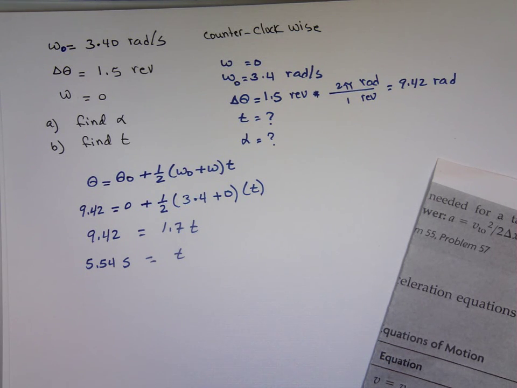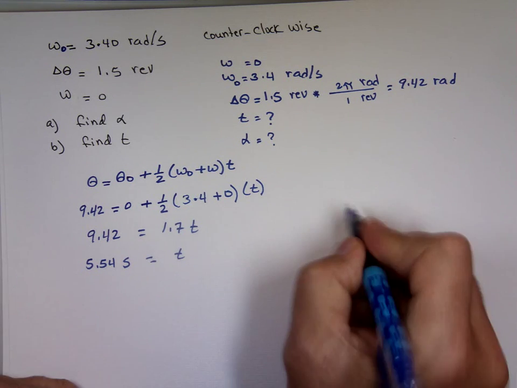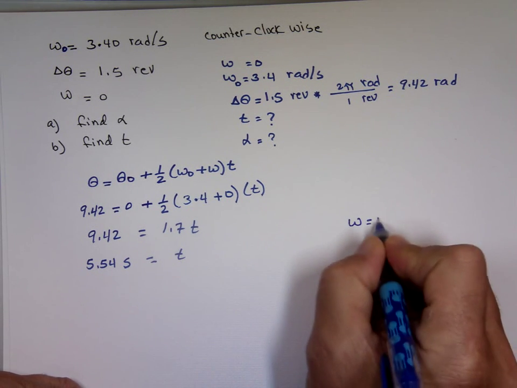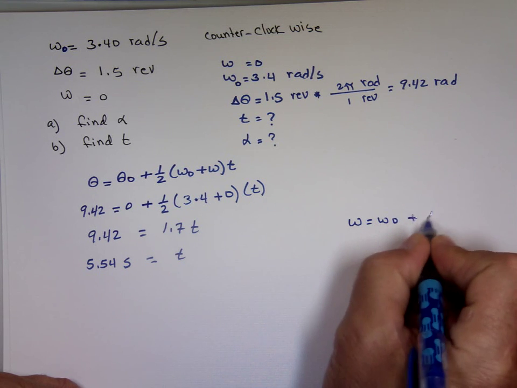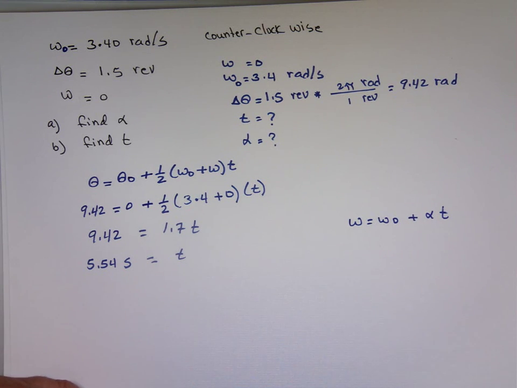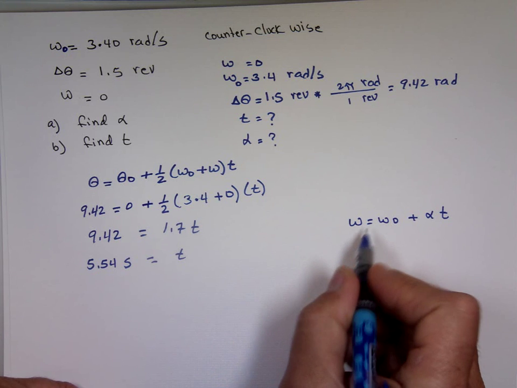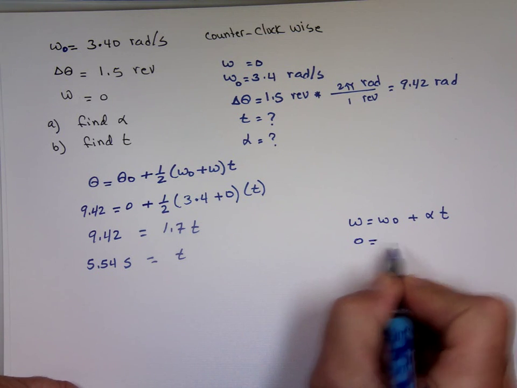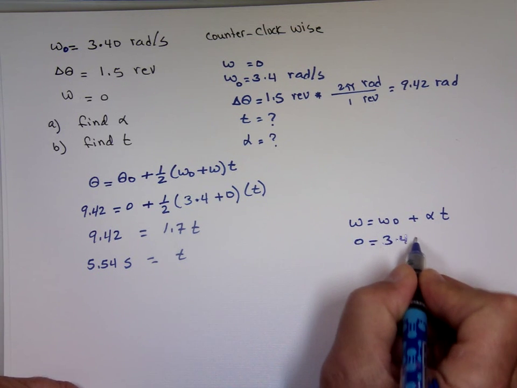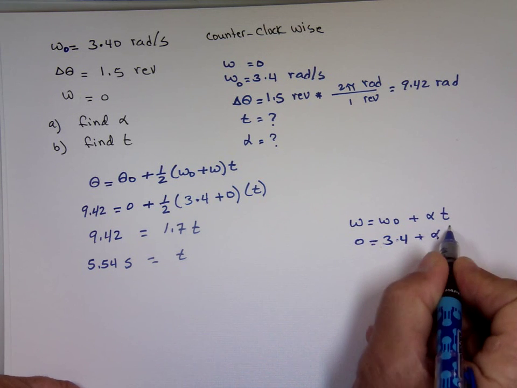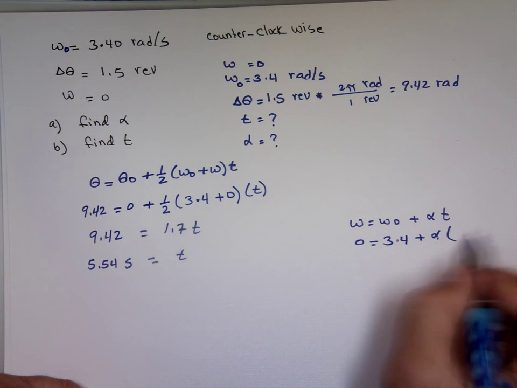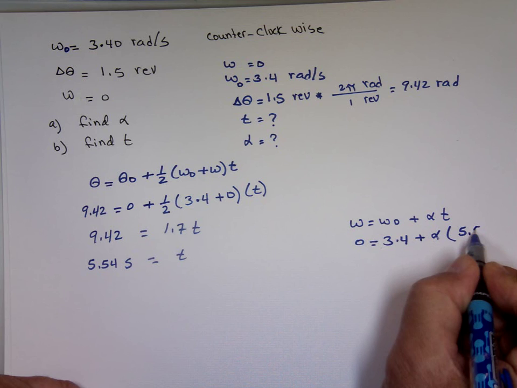Next, I need to find alpha. Well, once I know what the time is, I can use equation number 1. W equals W0 plus alpha t. I know what t is. I know what W is, 0. W0 is 3.4. Alpha times t. T is what? 5.54 seconds.